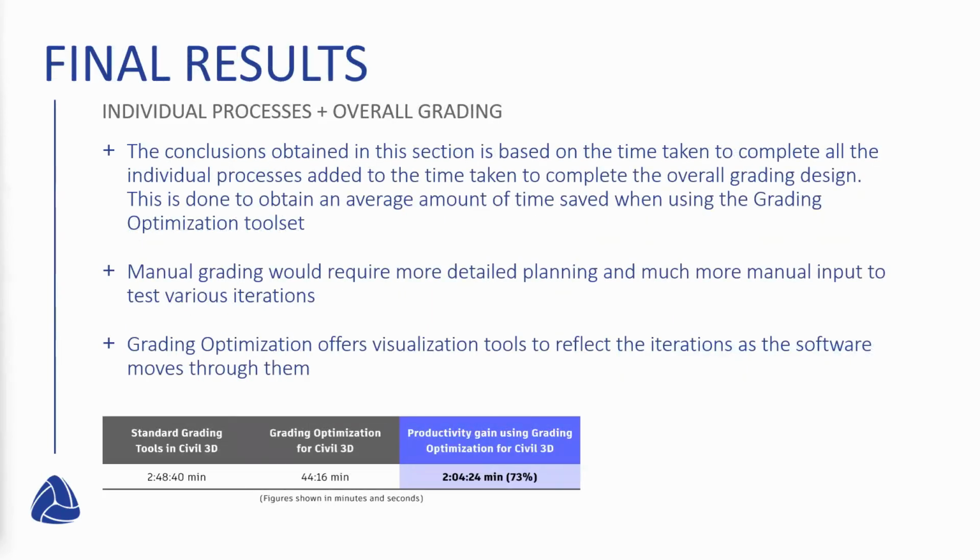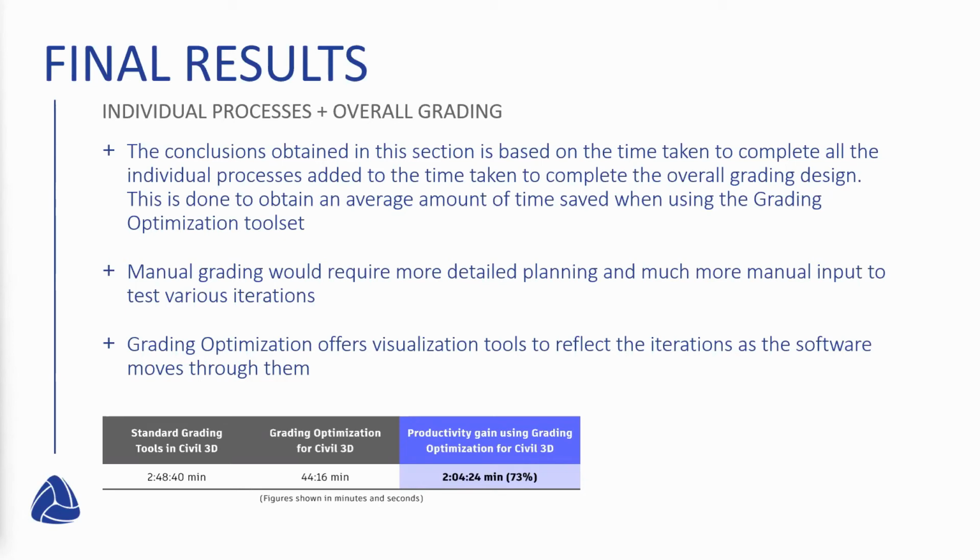Now we are moving over to just the final results that we got. So basically, to find out what is the average productivity gain when using grading optimization for Civil 3D in relation to the standard grading tools, we are looking at the time spent in total on the individual processes, that is step 1 to 4, and then adding that to the time spent on the overall grading, which is step 5, which is basically all the individual processes together, but in an actual cohesive design. All right, so adding those two together and then looking at the total time spent.